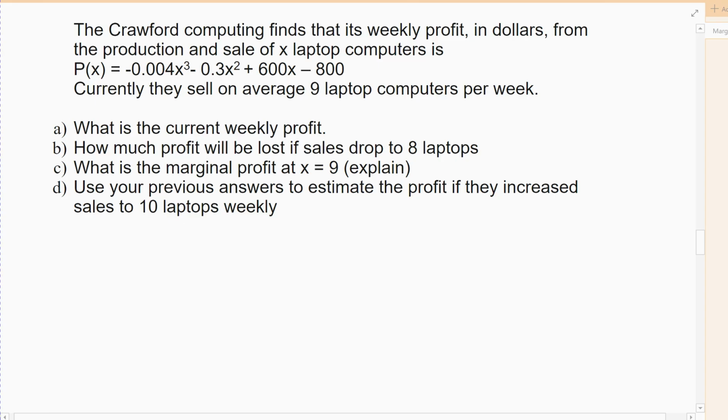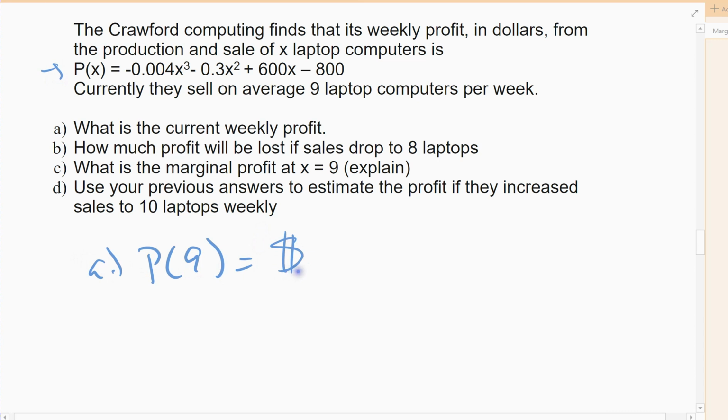Crawford County Computers finds its weekly profit in dollars for the production and sale of x laptops is given by that profit equation. They currently sell an average of 9 laptops per week. What's the current weekly profit? So A is just asking you for profit at 9. So take 9, plug it into that profit equation.